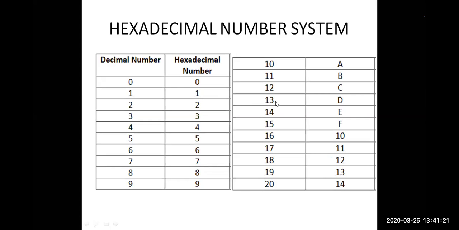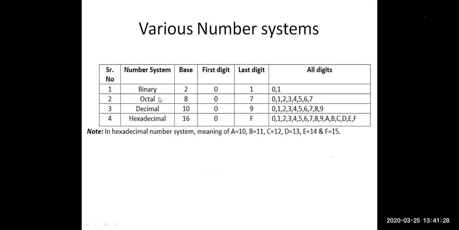So this is the hexadecimal number system. I'll just go back to the number system once again. First one is binary, second one is octal, then decimal and hexadecimal. In the octal number system, we know that there is a base 8. The number starts from 0 and ends at 7. In hexadecimal, the first digit is 0 and the last one is F. And after F, we go to 10. The equivalent decimal numbers of A, B, C, D, E, F are mentioned here. A is nothing but 10 and so on up to 15.